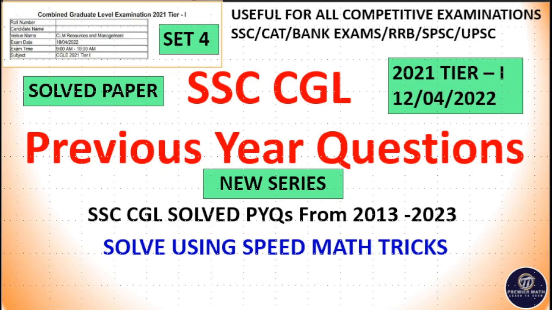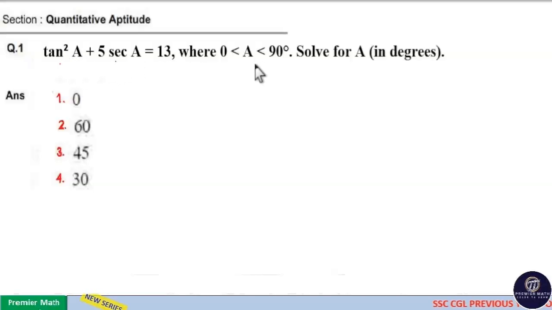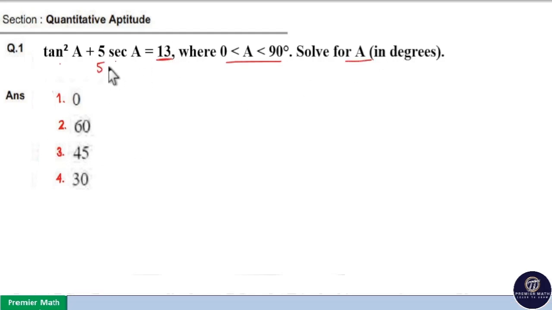Our first question is tan square A plus 5 cosec A equal to 13, where 0 less than A less than 90 degrees. Solve for A in degrees. Here this is 13 and here it is 5. So 5 into cosec A means if I add 5 into 2, that is 10. Then here tan square A should be 3. Now you can see tan square A is 3 means tan square 60 is 3.